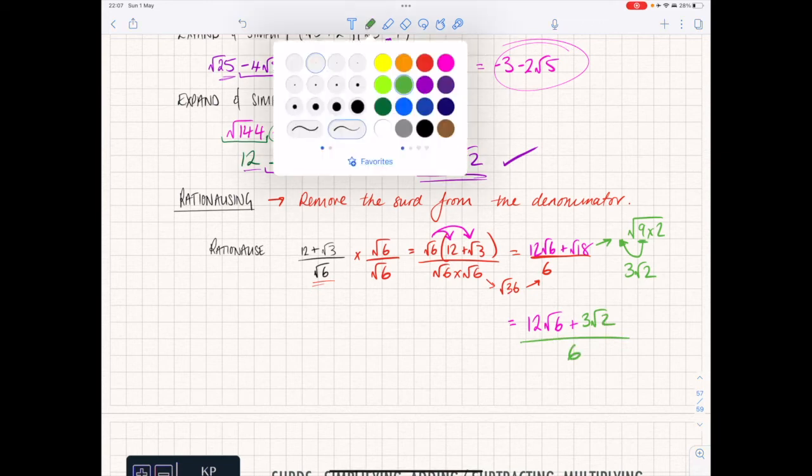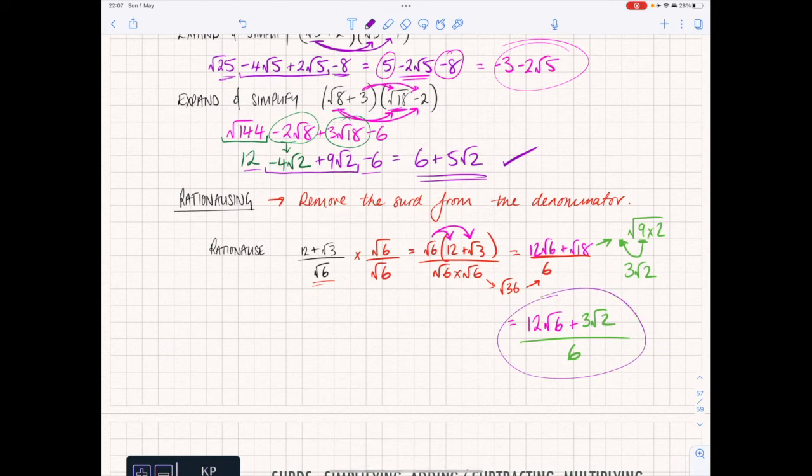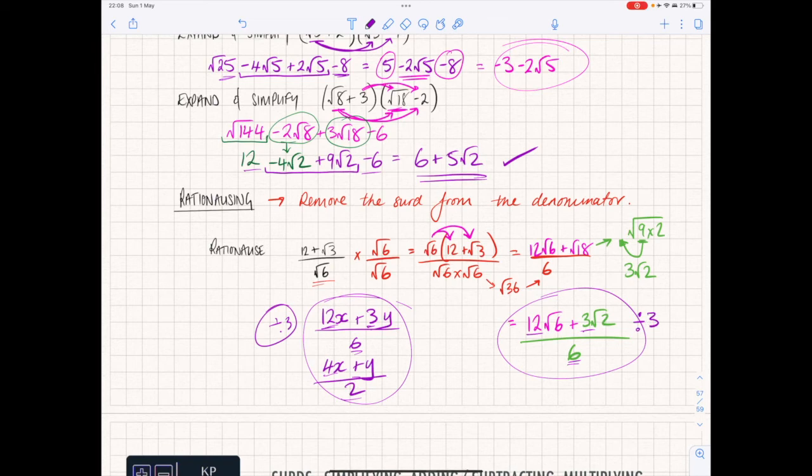Now, the final step here is to think to yourself, can I simplify this anymore? If you look at the numbers, I've got 12, 3 and 6, ignoring the surds, because if I had 12x plus 3x, or maybe something like 3y, sorry, that would be a better way of looking at it, over 6, I could say that all of that divides by 3, so that would become 4x plus y over 2. So if a value divides by all the numbers, do it. So in this case here, 12, 3 and 6 all divide by 3.